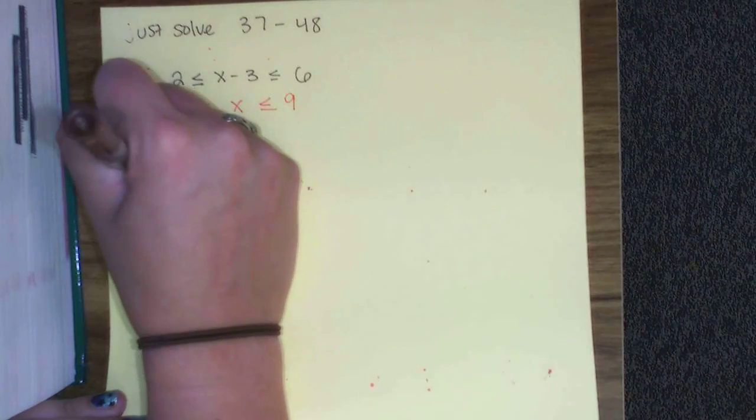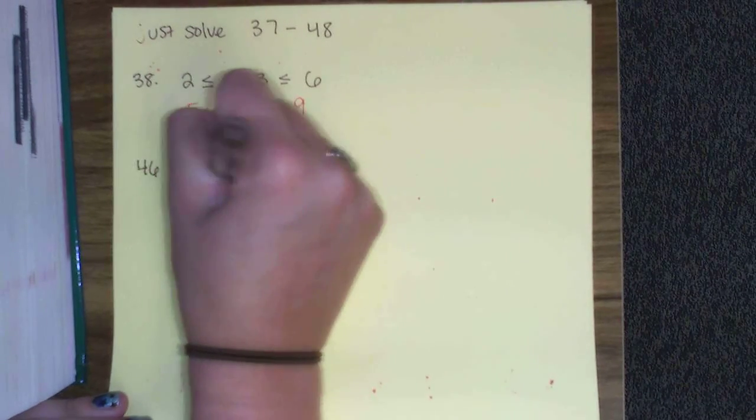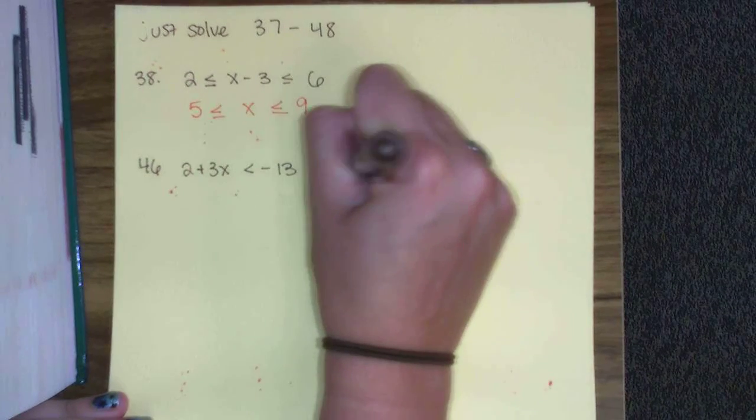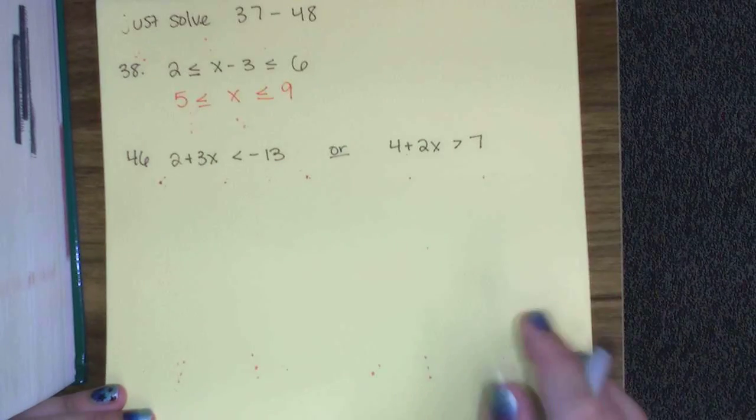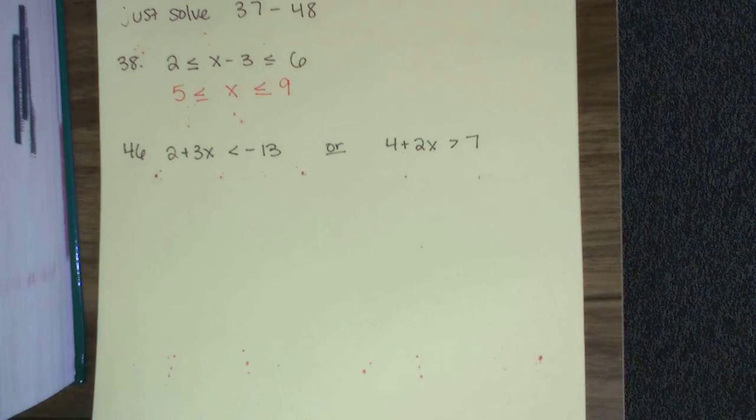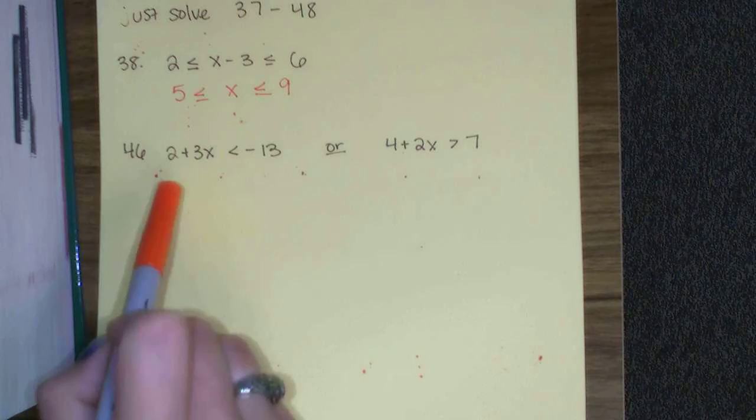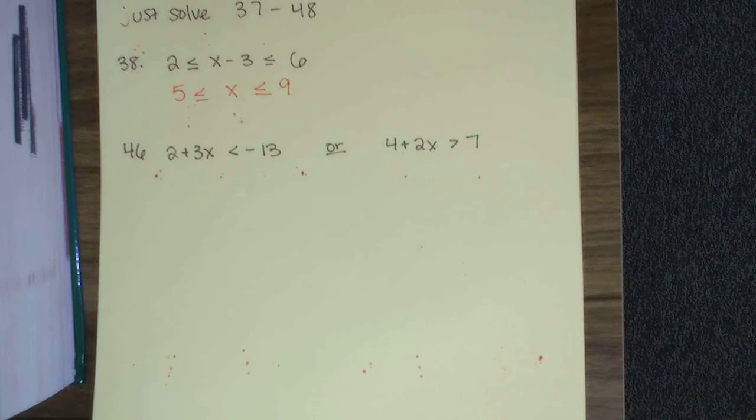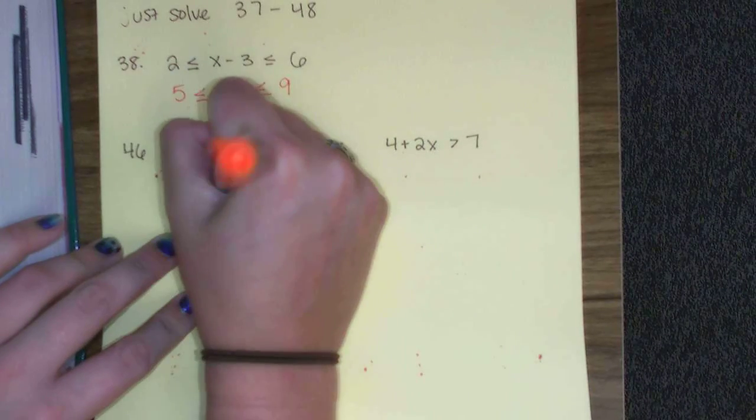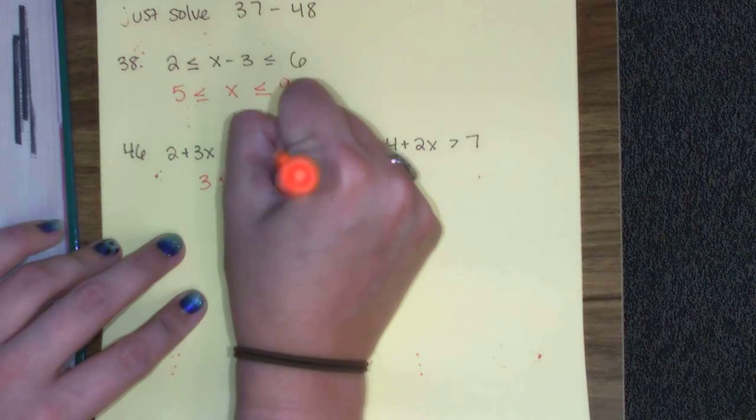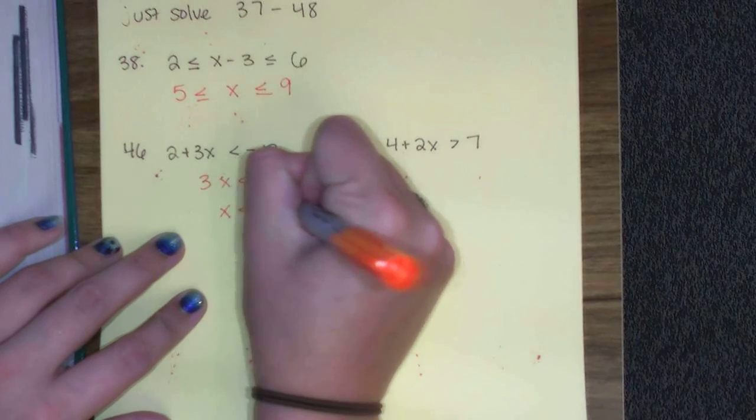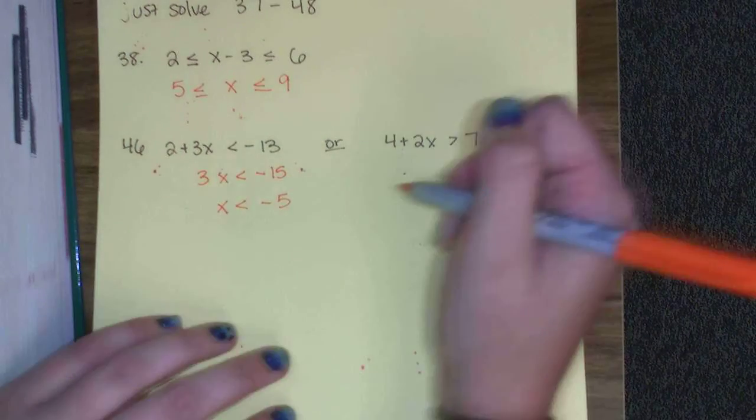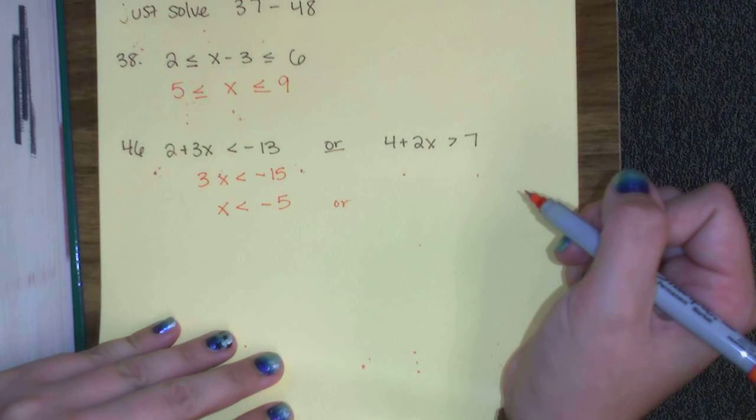46. 2 plus 3x is less than negative 13, or 4 plus 2x is greater than 7. Okay, so we're solving 2 separate equations, okay, to get 2 different values for x. So on the left one, how do I solve for x? Subtract 2, so 3x is less than negative 15 to give me x is less than negative 5. And I'm going to keep the word or there because I need it still in my answer.